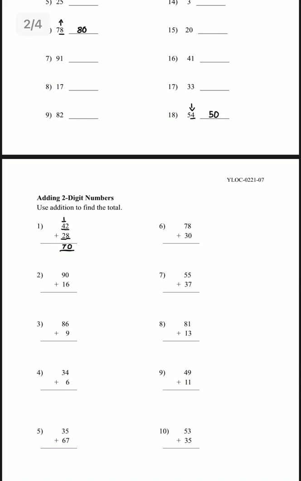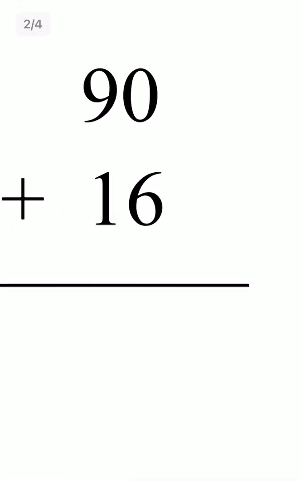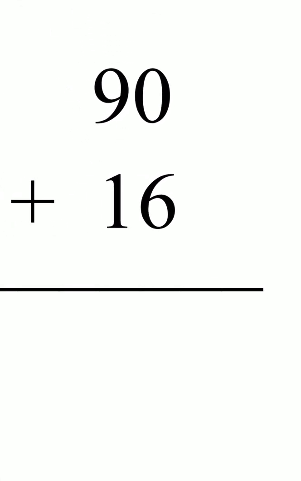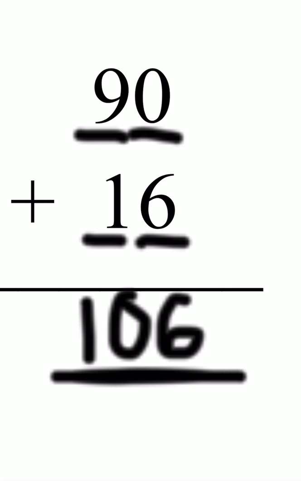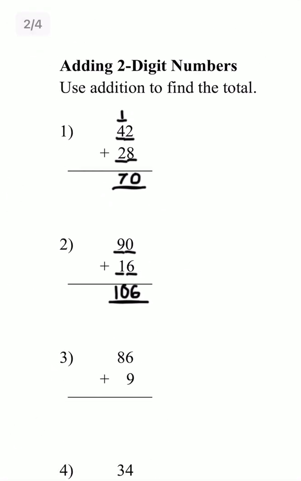Let's look at number 2. We need to first add the ones place. So 0 plus 6 is 6. 9 plus 1 is 10. So 106 is the answer for number 2.